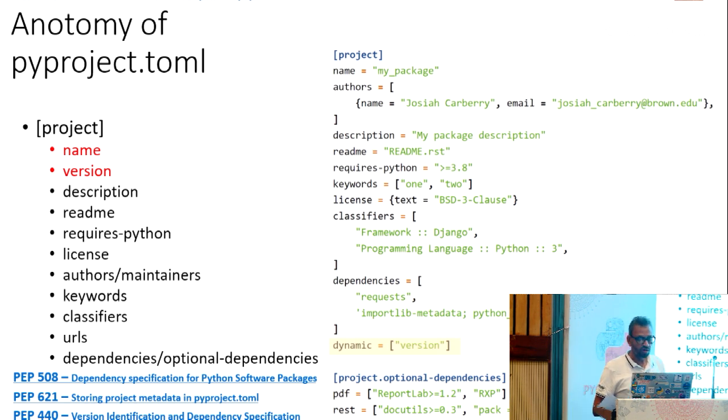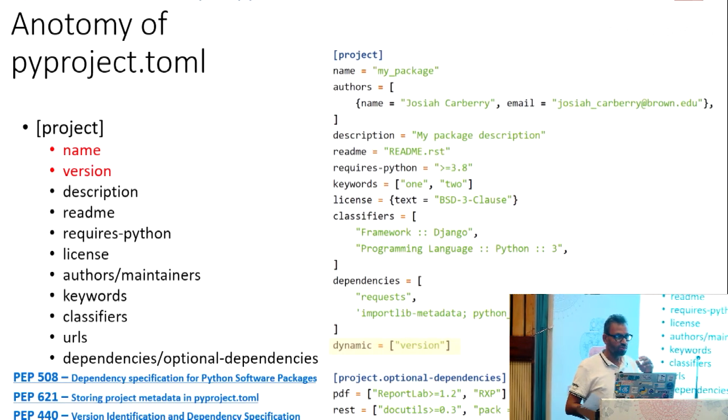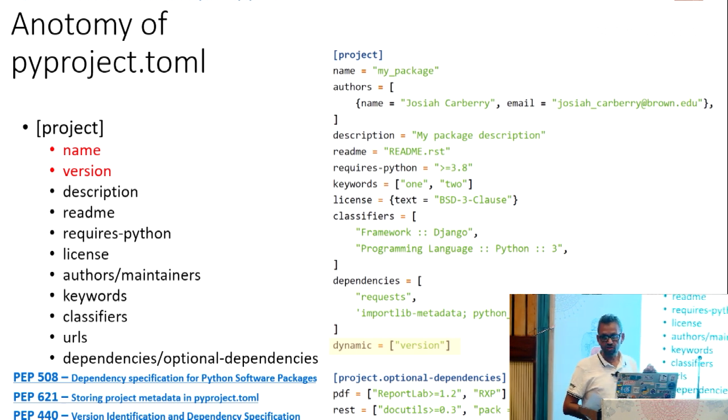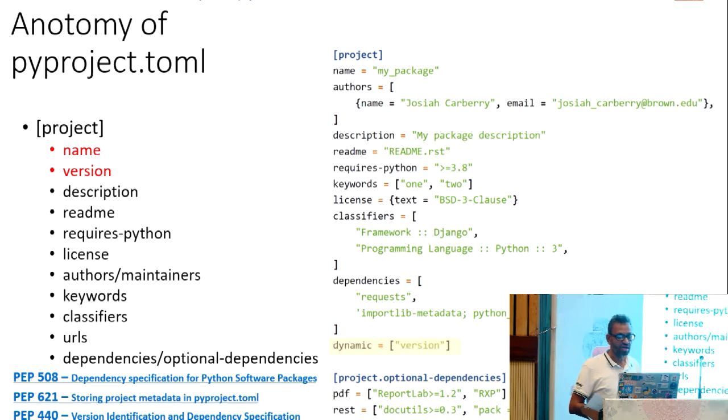There is one more thing: version is mentioned as dynamic here. So in this pyproject.toml, some of them are static, you cannot change them. But dynamic is something you can change at runtime, because the version keeps changing with whatever you publish, right? So this keeps changing as you build these packages. You are telling the build that this is a dynamic attribute, and then it can get changed during the build.